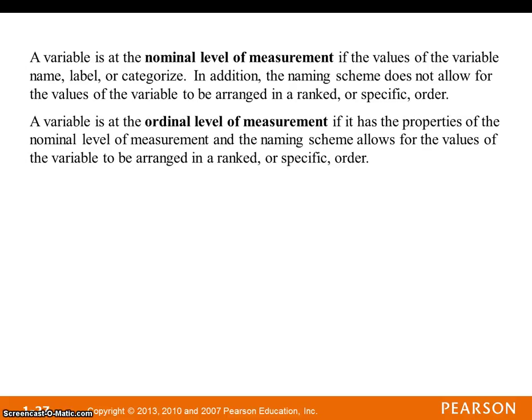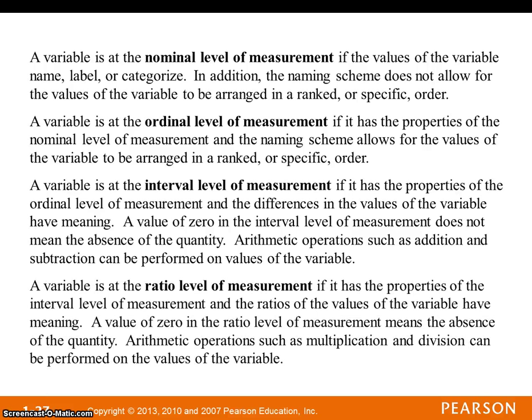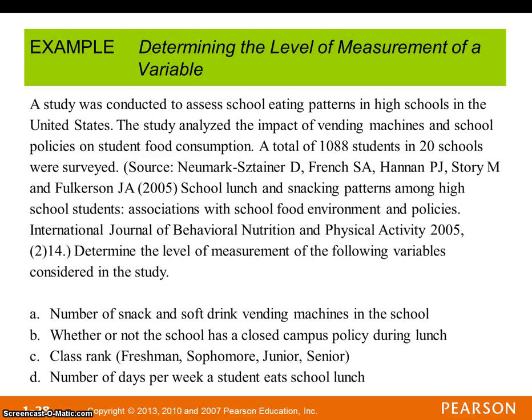A variable is at the ordinal level of measurement if it has properties of a nominal level of measurement and naming schemes allowing for the variable to be ranked in a specific order. So, for example, ranks in the military might be an example. A variable has interval level of measurement if it makes sense to add and subtract measurements. And then a variable has a ratio level of measurement if it has the properties of the previous levels, and multiplication and division also make sense.